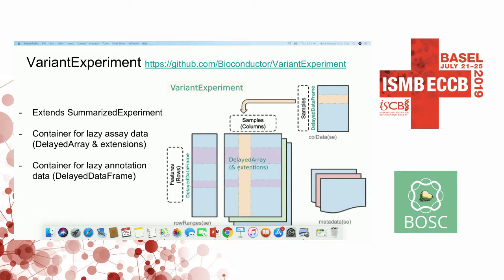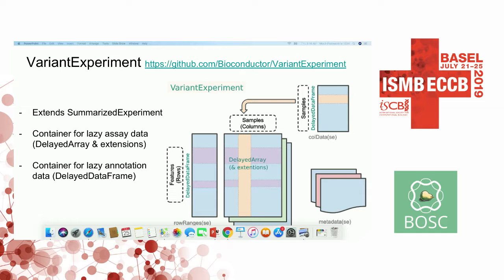So I'll talk a little bit about the difference. When you load your data into SummarizedExperiment and do your analysis in R, you load everything into memory, mostly. There are some exceptions. You load everything into memory, including your assay data and all the annotation data. But when the data gets really large, it's very difficult to fit into the R memory limit, so that's why we designed the VariantExperiment.